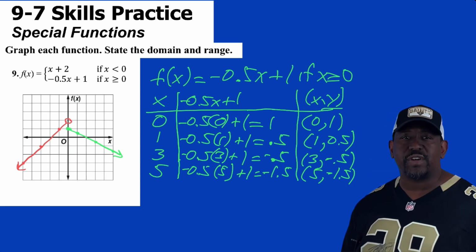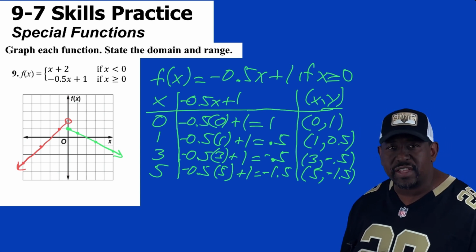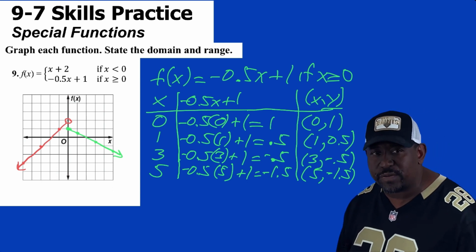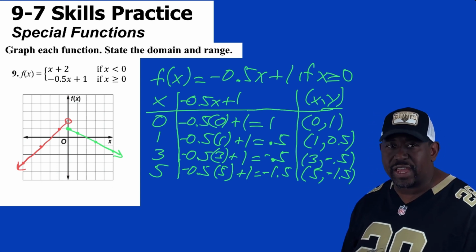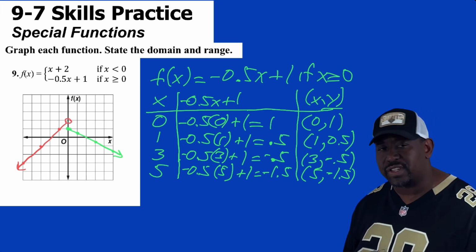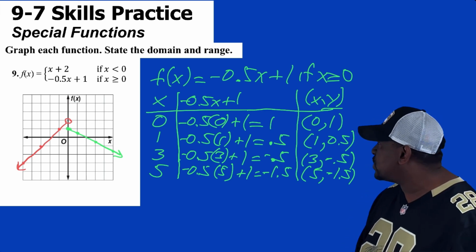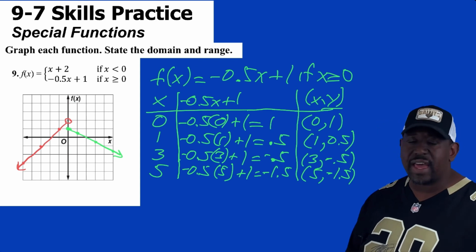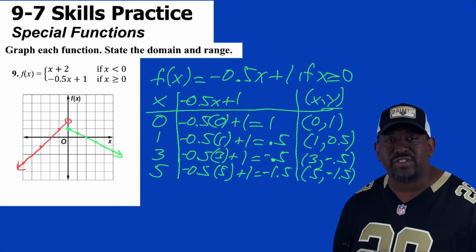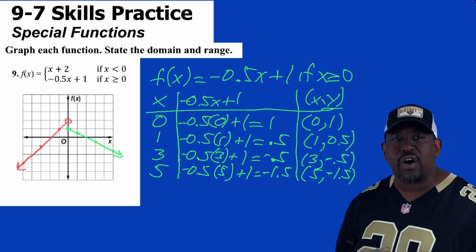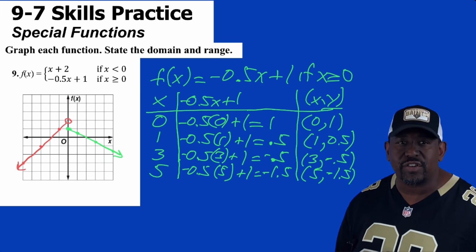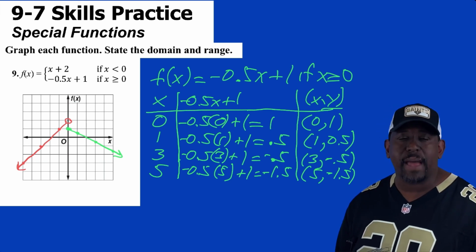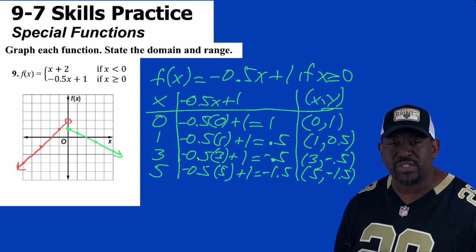A piecewise function is two functions that come together to make up one function, depending on what the value of x is. If it's one value of x, you use one equation. If it's another value, you use the other. This is an illustration of that. So we have now mastered the concept of solving special functions. The functions we have learned today are step functions, absolute value functions, and piecewise functions.